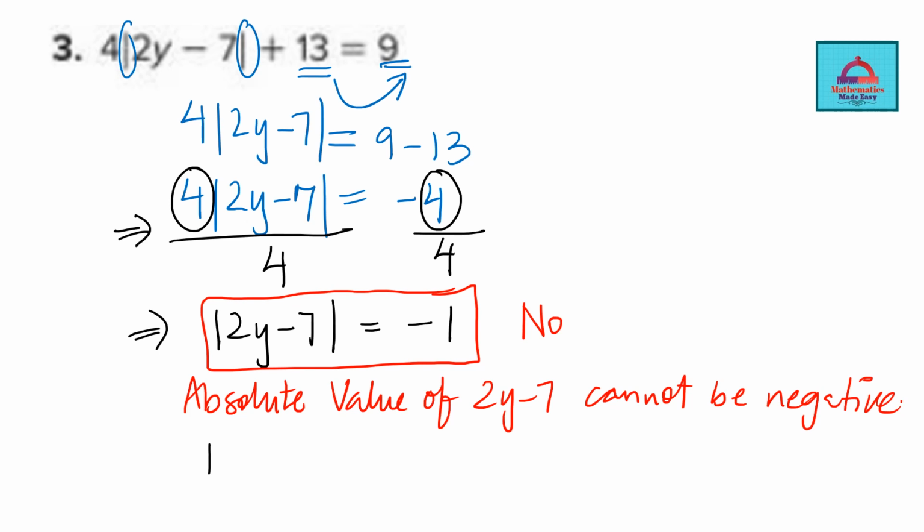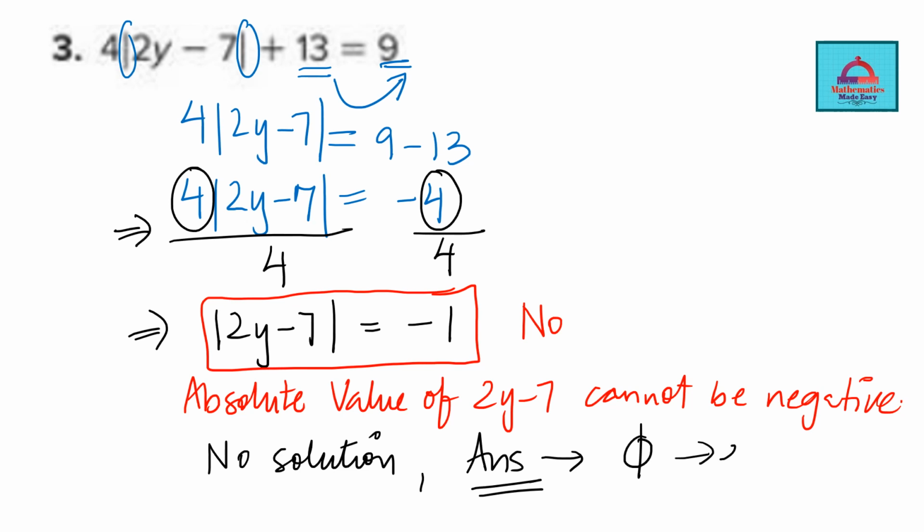Yes, you are right. This equation has no solution because the absolute value of 2y minus 7 equal to a negative number is not possible. Therefore, you can give your final answer for this question as the empty set or the null set.